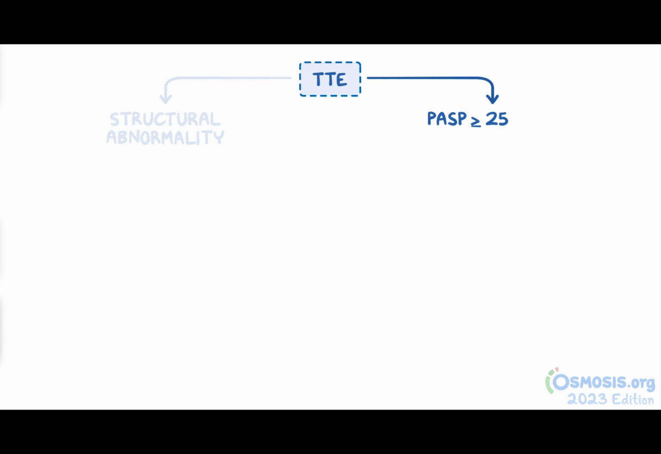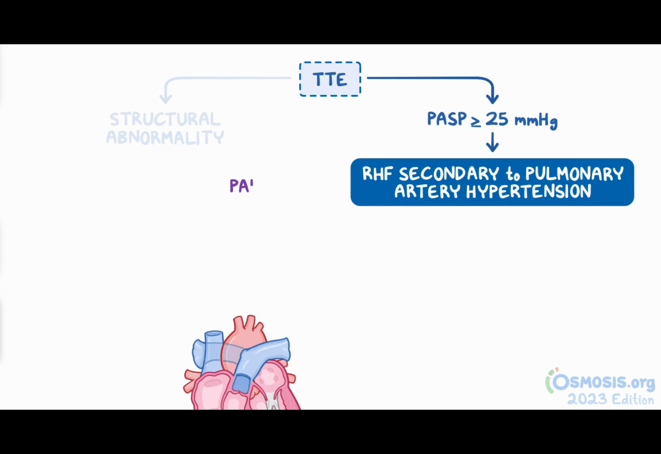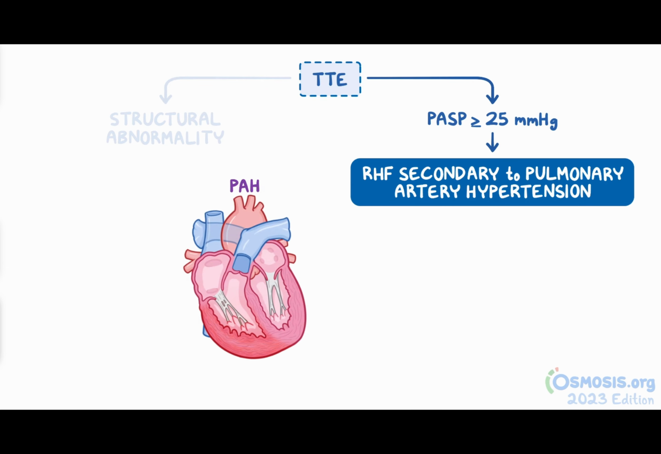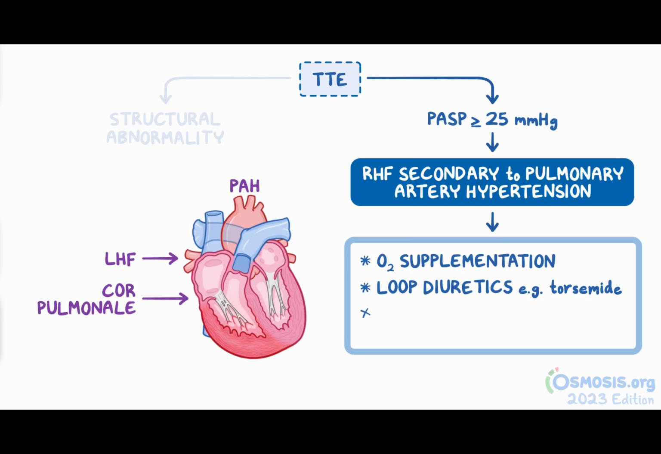On the other hand, if TTE reveals an elevated pulmonary artery systolic pressure, or PASP, of 25 millimeters of mercury or higher, it's consistent with RHF secondary to pulmonary artery hypertension, or PAH. PAH has multiple causes, such as LHF and cor pulmonale from chronic lung disease. Treatment typically requires O2 supplementation, loop diuretics like torsemide, and treatment of the underlying cause.